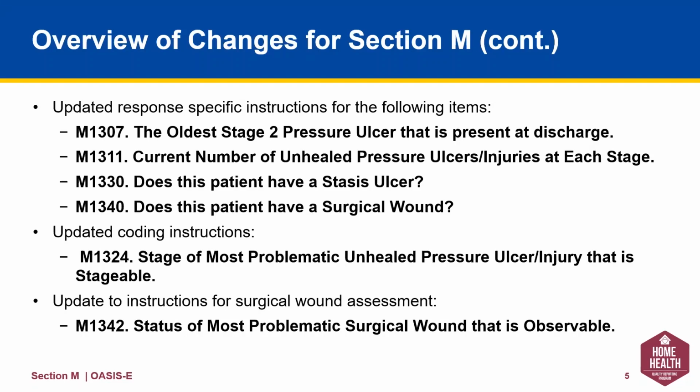M1307, the oldest stage 2 pressure ulcer that is present at discharge. M1311, the current number of unhealed pressure ulcers or injuries at each stage. M1330, does this patient have a stasis ulcer? M1340, does this patient have a surgical wound? Coding instructions have been updated. M1324, the stage of the most problematic unhealed pressure ulcer or injury that is stageable. An update to instructions for surgical wound assessment. M1342, the status of the most problematic surgical wound that is observable.